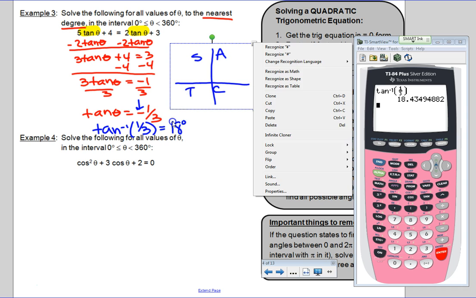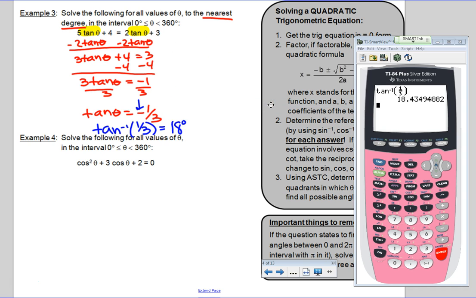I'm going to erase that again. All right, making my ASTC. I should have made them higher to get room for my reference angle. All right, so now I have to know, where is tangent negative? Well, tangent is not negative in 1. It's all positive there. Tangent would be negative in the S because sine is positive.